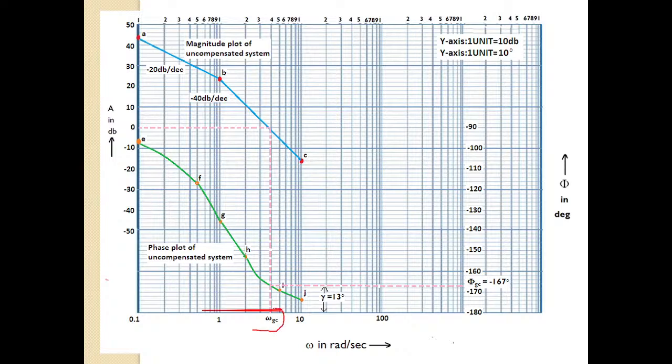To determine phi GC, you must know omega GC. Omega GC is obtained at 0 decibels. From 0, draw a dotted line towards the magnitude plot. It will intersect the magnitude plot at some point. From there, draw a vertical line towards the x-axis. Wherever it intersects your x-axis, that is your omega GC.